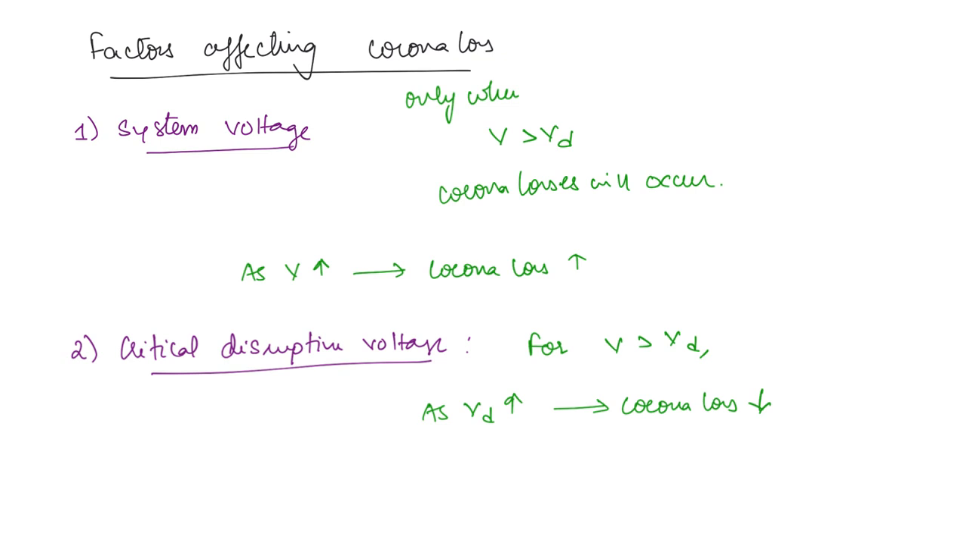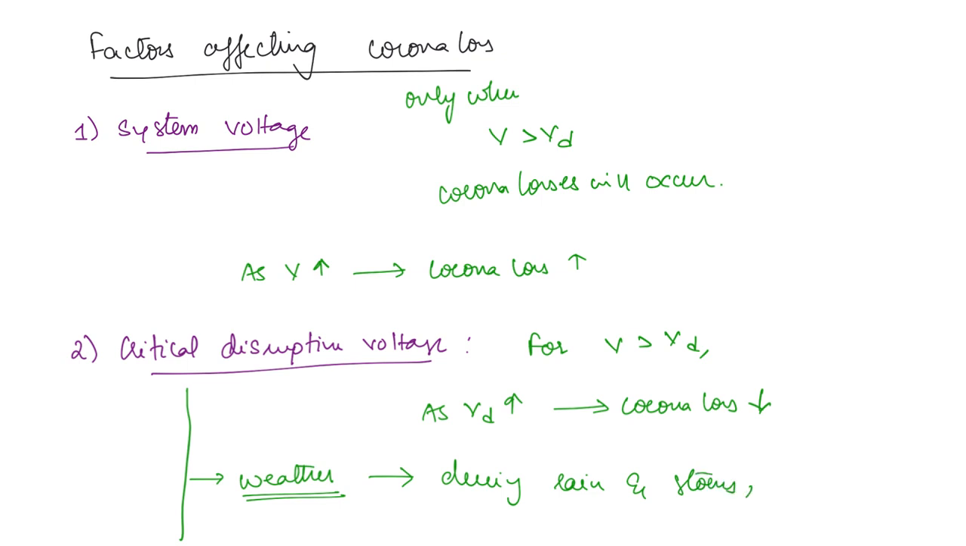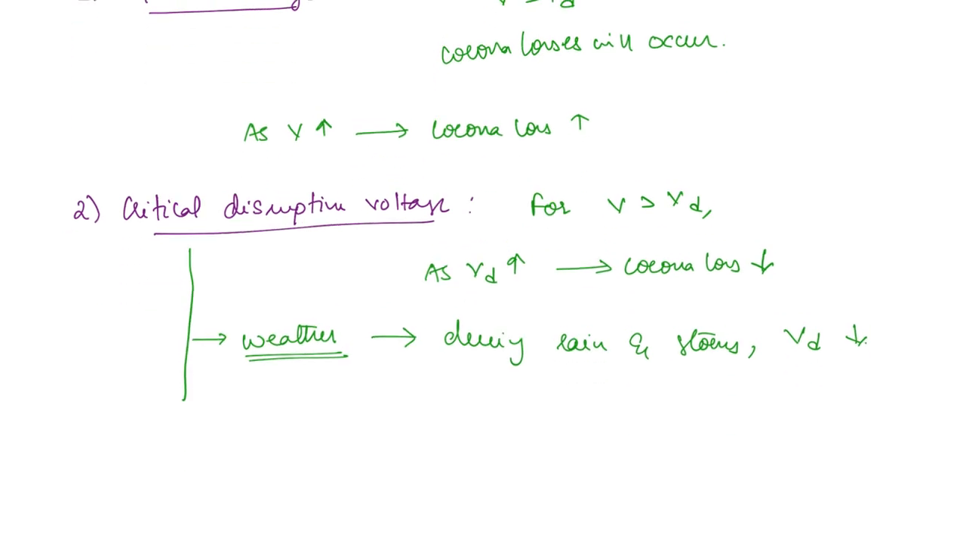Now what are the factors that affect the critical disruptive voltage? The first one is the weather. During rain and storms, the critical disruptive voltage reduces. Corona will more easily be formed. During rain and storms, Vd will reduce. And second is the configuration of conductors.